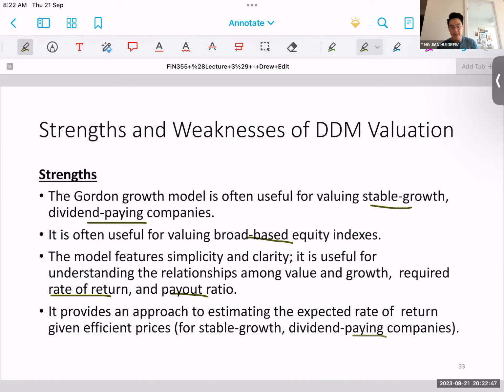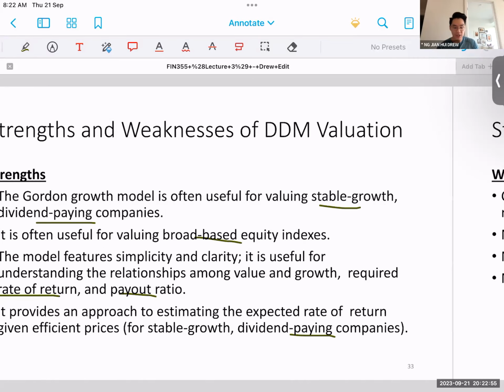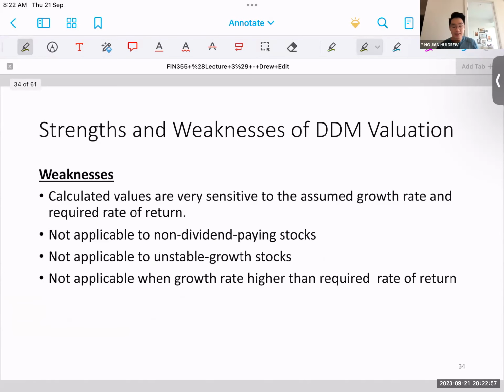So this is basically just saying that if the company is paying dividends, then we can estimate the value of the company. Now some information on weaknesses. Something we mentioned a couple of times already is that it is very sensitive to the growth rate, right? We saw how the growth rate affects the terminal value, and where most of the valuation of a firm for the DDM comes from the terminal value component.